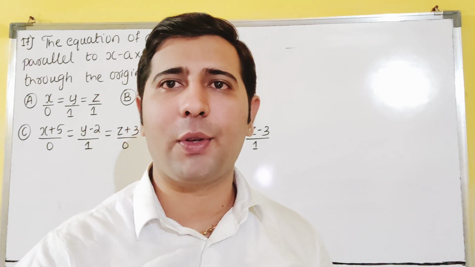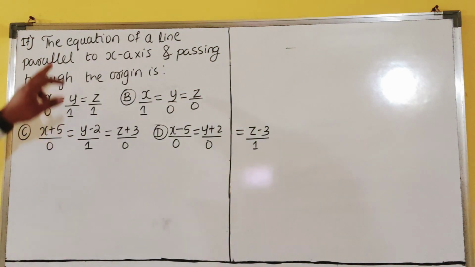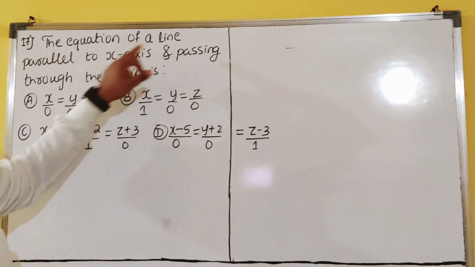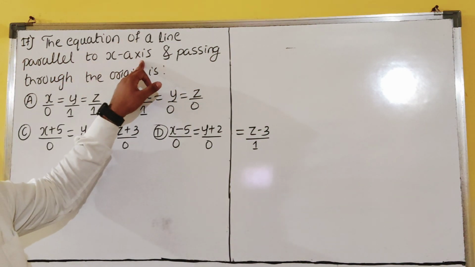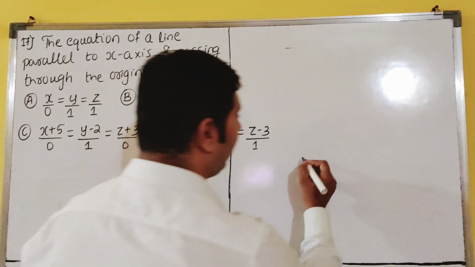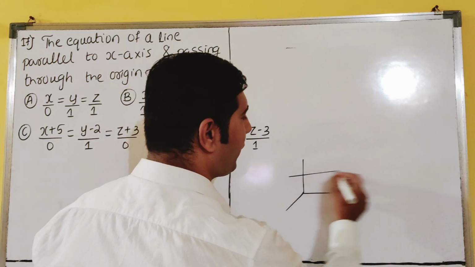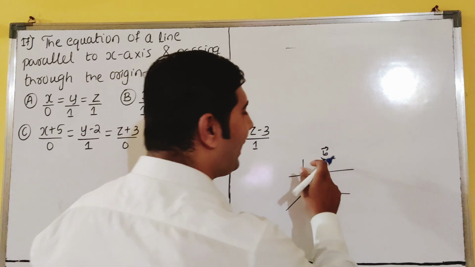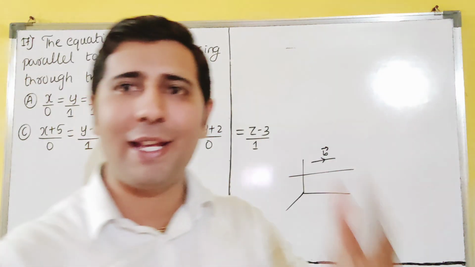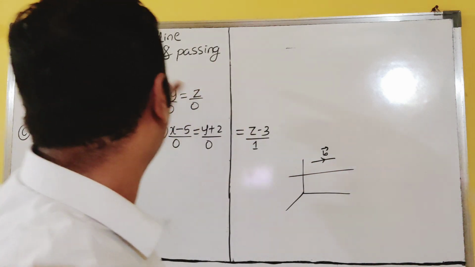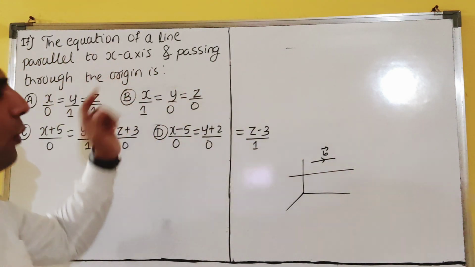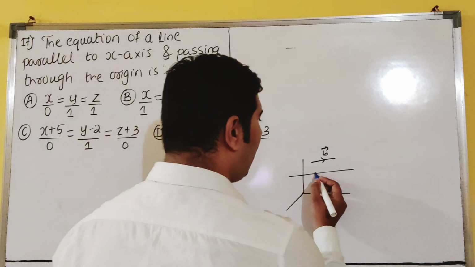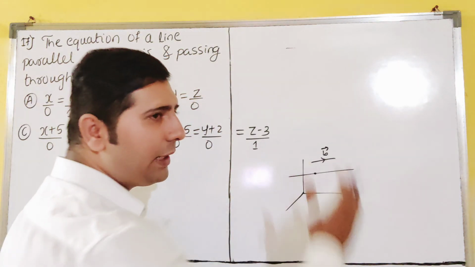Let us see the next question, dear students. Question number 17. The equation of a line parallel to the x-axis. Equation of line, see here. Equation of line is parallel. Parallel means vector b is coming, dear students. So parallel to what? X-axis and passing through what? Origin. This line is passing through the origin, dear students.